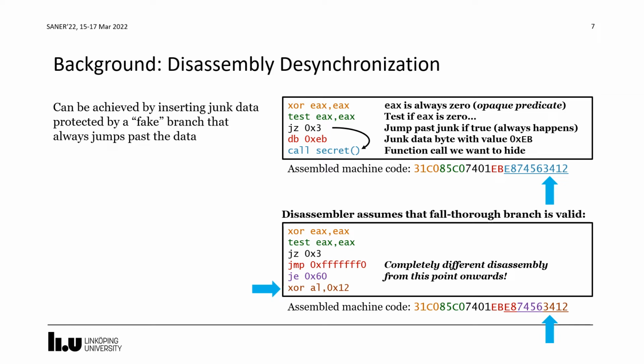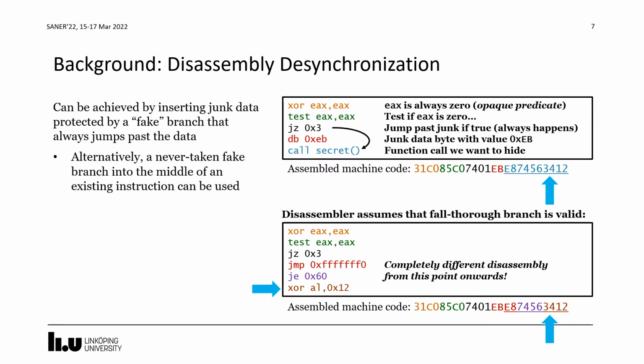So we see that the same machine code can actually be disassembled into two different instruction listings depending on which path the disassembler follows first. And that is this phenomenon that we exploit for implementing disassembly desynchronization. Now, in addition to inserting junk data that is protected by an always taken fake branch, we can also insert a never taken fake branch into the middle of an existing instruction to achieve the same result.